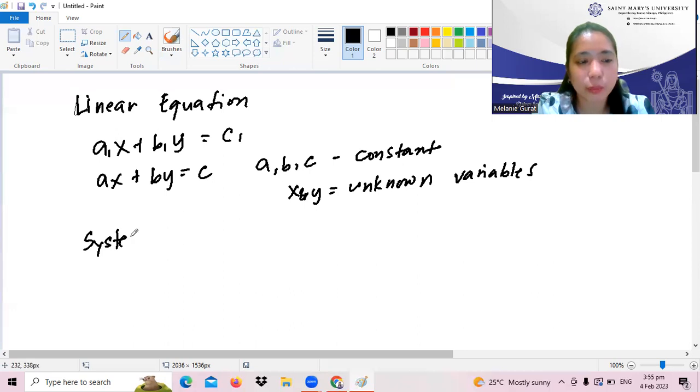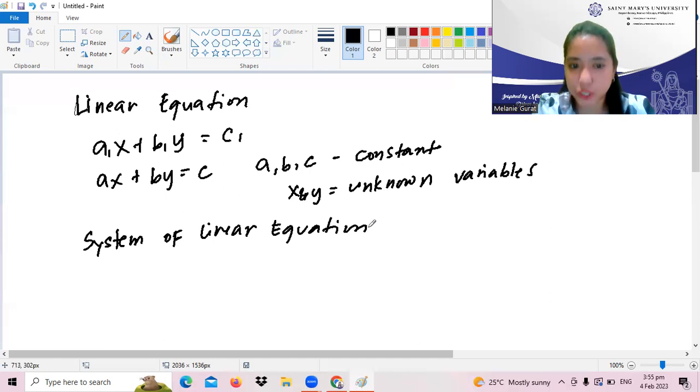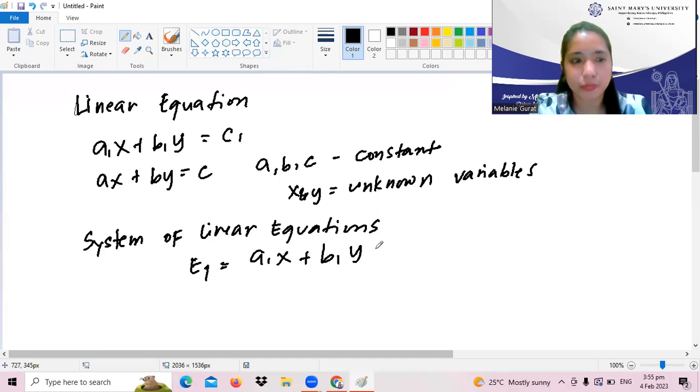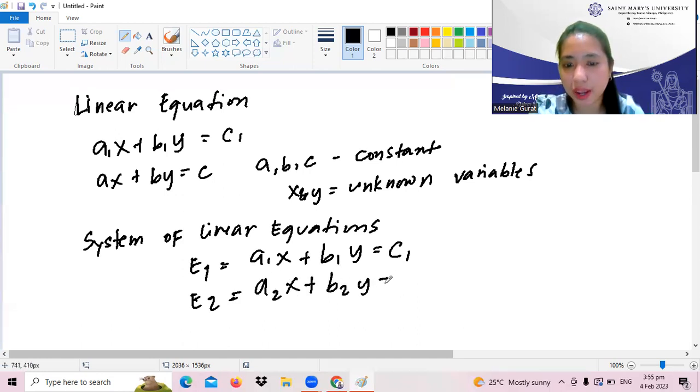Now, if we call it a system of linear equations, then it means that we're going to consider two linear equations. So we have, let's say, equation 1 is a sub 1 x plus b sub 1 y is equal to c sub 1, and equation 2 is a sub 2 x plus b sub 2 y is equal to c sub 2.